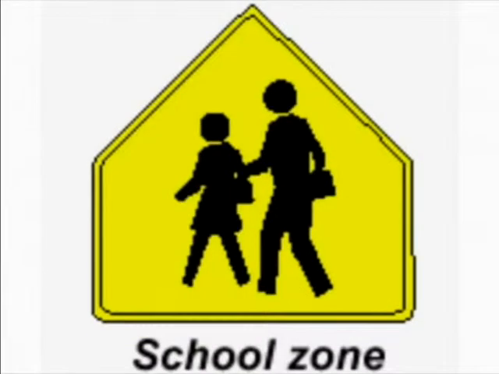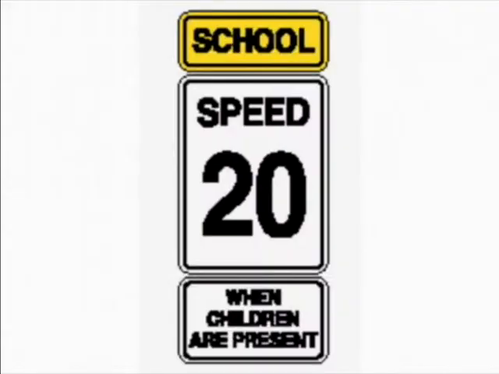You must obey a slower speed limit in school zones when children are present, which means children are in a place where they are or reasonably can be expected to be visible. Remember, school hours are not the only time children are present in school zones. The lower speed limit applies anytime children are present.